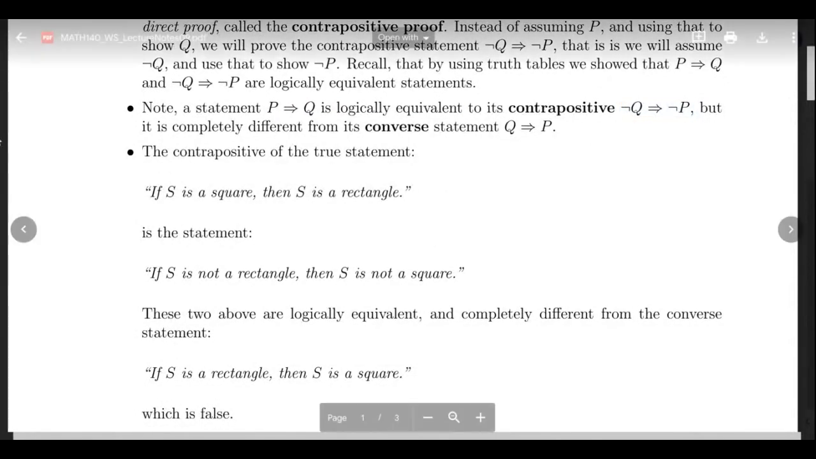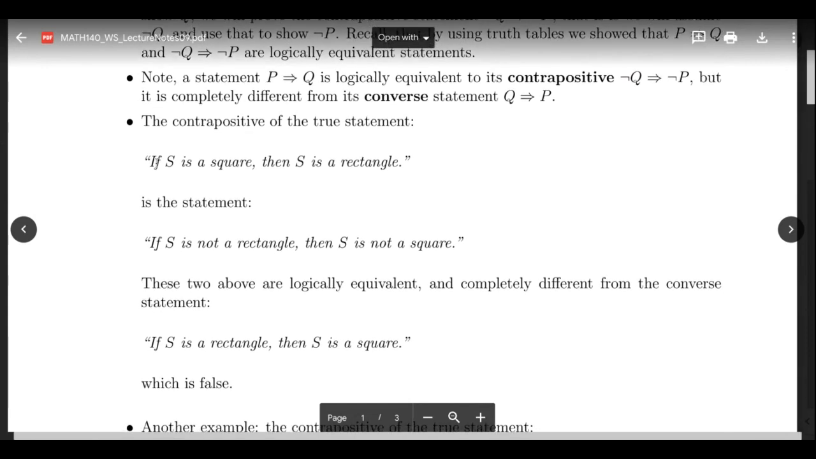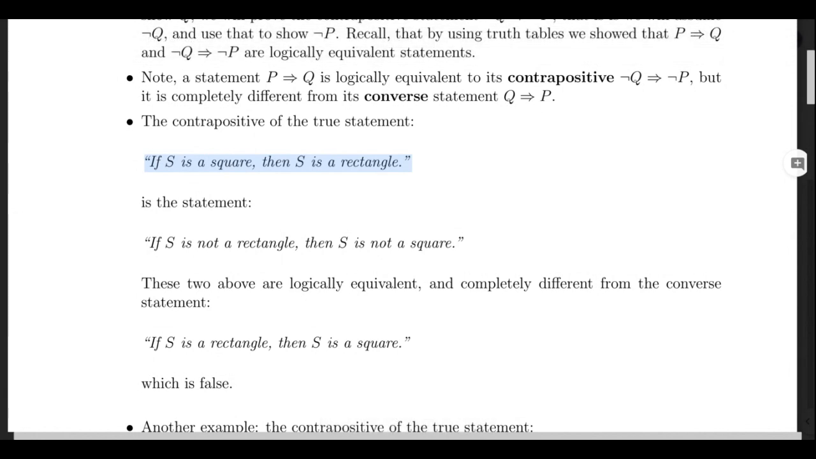Okay, let's see some contrapositive statements. Let's see this statement: if S is a square, then S is a rectangle. That is true. What is a square? A square means four sides are equal and the four angles are equal, all 90 degrees. A rectangle, by definition, has opposite sides equal to each other, and all the interior angles are 90 degrees. So a rectangle has less restriction than a square. So if S is a square, then S is a rectangle. But the converse is not true. The converse is if S is a rectangle, then S is a square. That's not true.